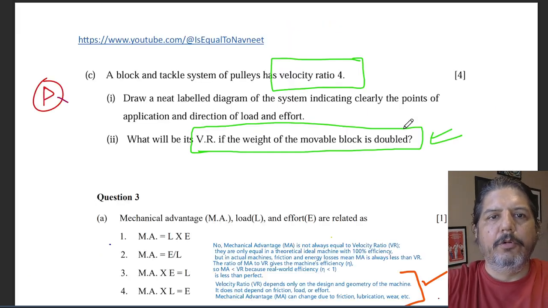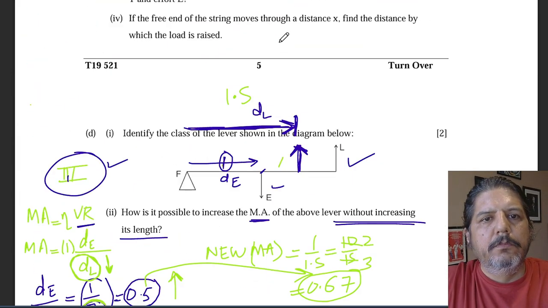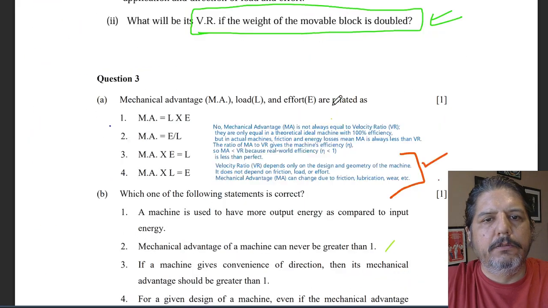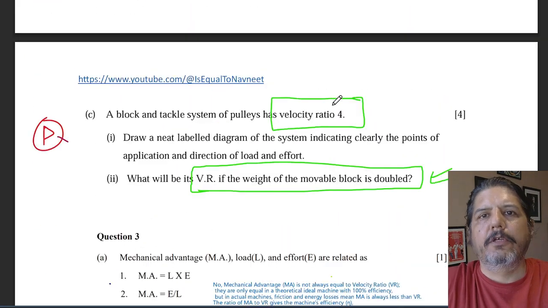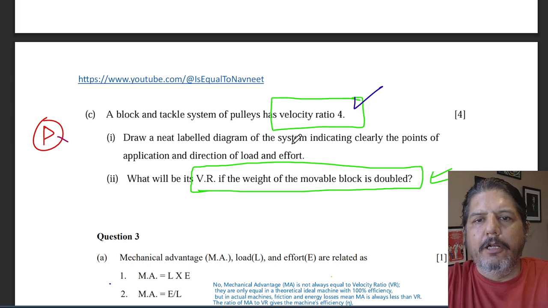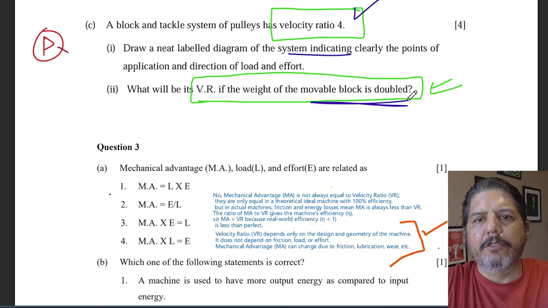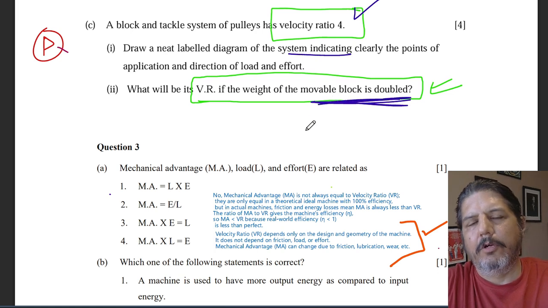This is how the question looked. I think this was asked in 2019. So velocity ratio of 4. Draw a labeled diagram, done. What will be the velocity ratio if the weight of the movable block is doubled? Weight of the movable block is doubled.